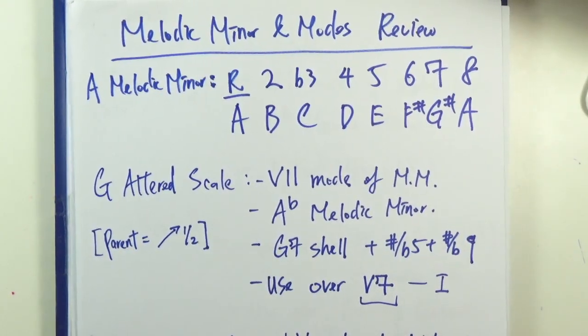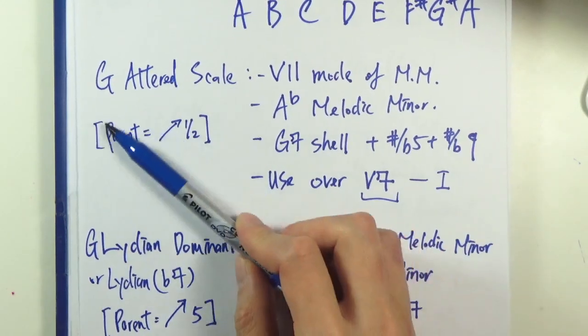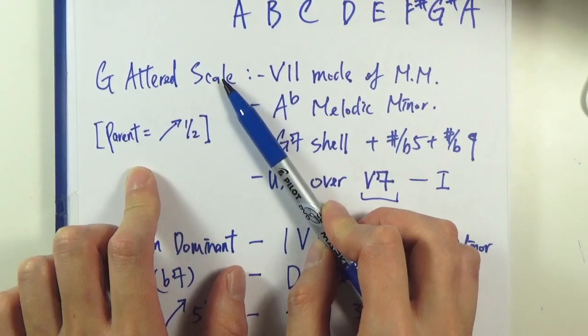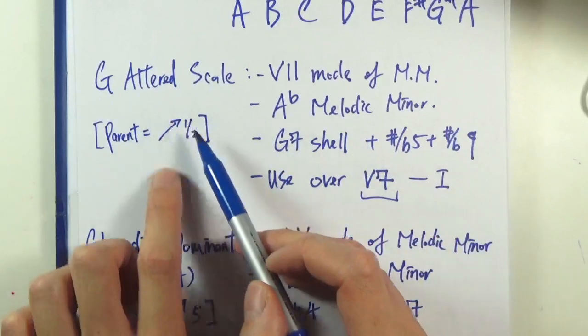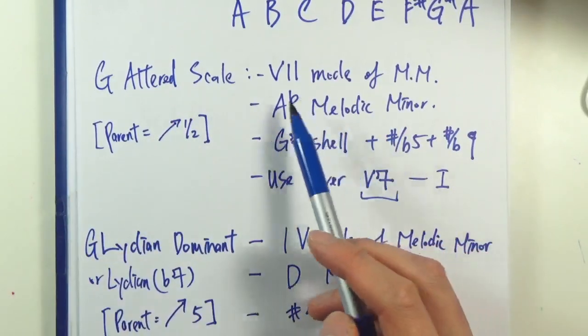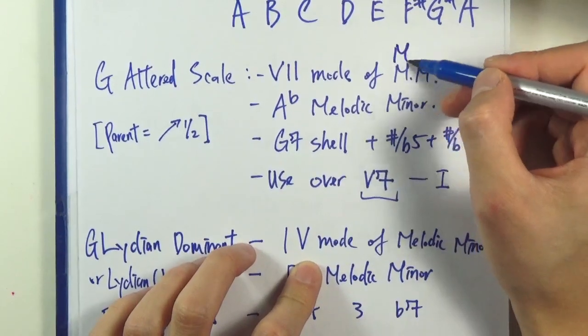All right. So let's do the review of the altered scale. For example, G altered scale. To find the parent scale, just go up a half step and play melodic minor. So in this case, it's going to be A flat melodic minor. It is the seventh mode of melodic minor.